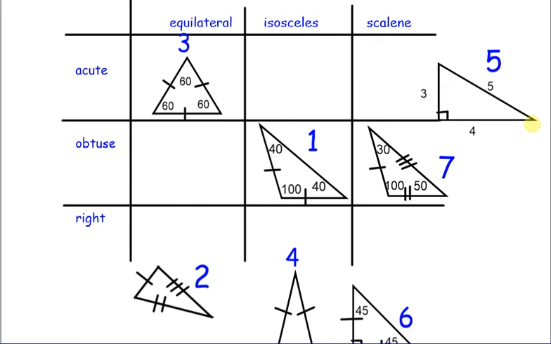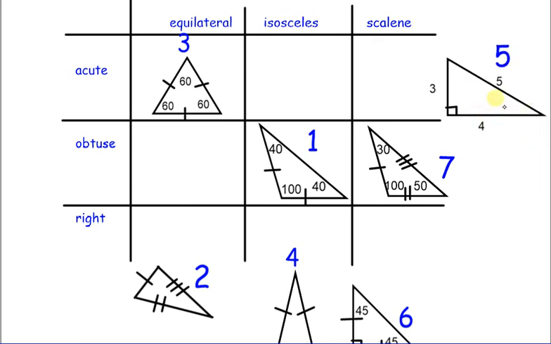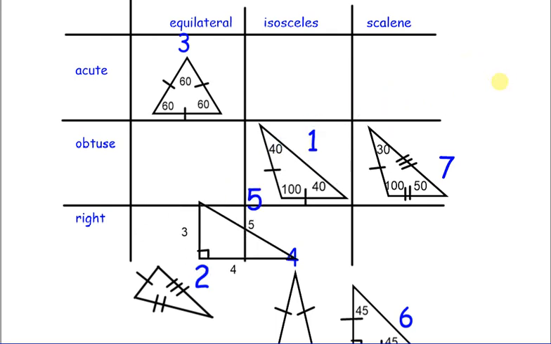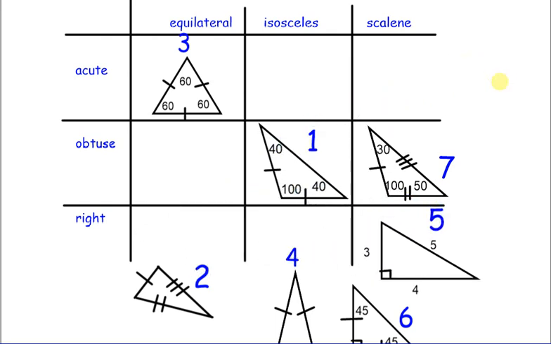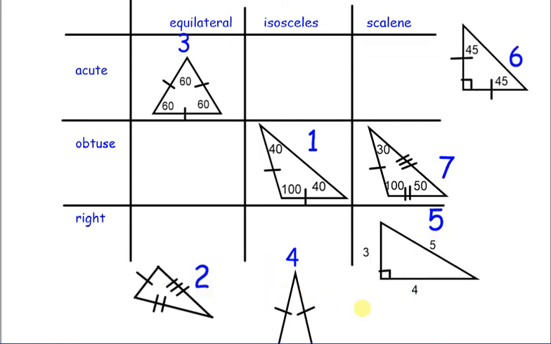Okay, we have number 5 over here. I'll leave them over here while we talk about it. So this side is 3, this is 5, this is 4. And that means, oh, the announcements are behind me. So what that means is that all the sides are different lengths, but this tells me right here that I have a right angle. So it's going to be right, but it's going to be scalene because all the sides are different.